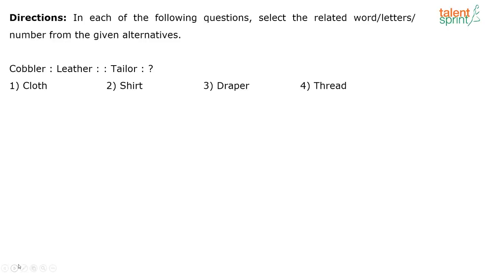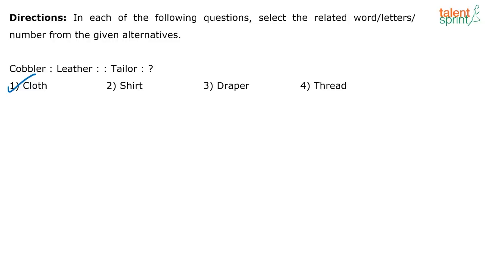Next, cobbler is to leather as tailor is to dash. A cobbler stitches generally shoes made of leather, right? So similarly, a tailor stitches cloth. So the correct answer here will be cloth. Yes, a cobbler works on leather and a tailor works on cloth. Option 1. See, we are talking about the material, right? The cobbler generally uses leather. So similarly, a tailor will use a cloth, correct?